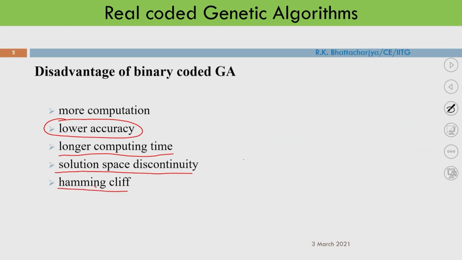Another problem is the Hamming cliff problem. Let me explain what the Hamming cliff is. Suppose I have a string like this: 1 0 0 0, and another string, 0 1 1 1. Okay, so these are two strings.